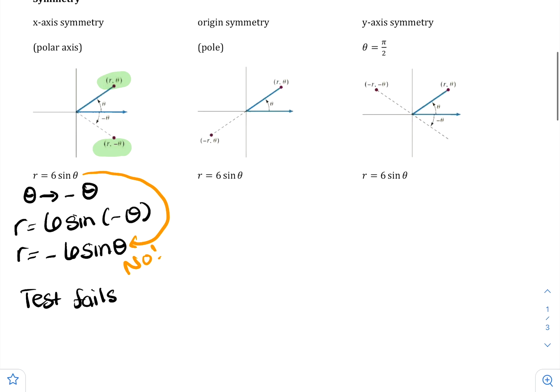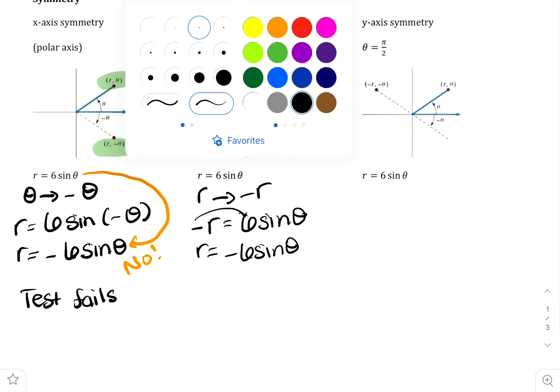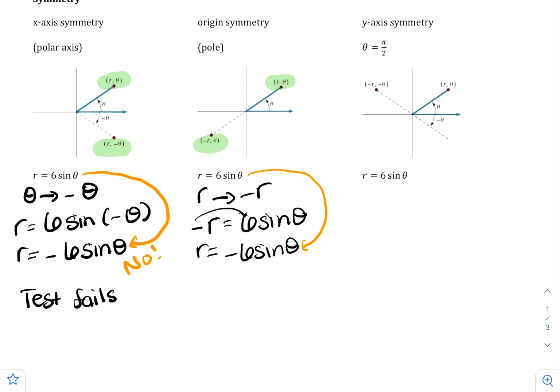Okay, let's look at origin symmetry. So origin symmetry says that if you have a point r theta, you have to go across. But remember that going across means the r, you're going to go backwards instead of forward. So the r will be negative now. The angle is still the same, but you're just going to go backwards. So you will have origin symmetry if you can change the r's and the equation is the same. Okay, so let's do it with our example. So I have negative r is equal to 6 sine theta. I'll bring the negative over to the other side. I get r is equal to negative 6 sine theta. So then you ask, is this the original equation I started with? And the answer is no. So again, the test fails.